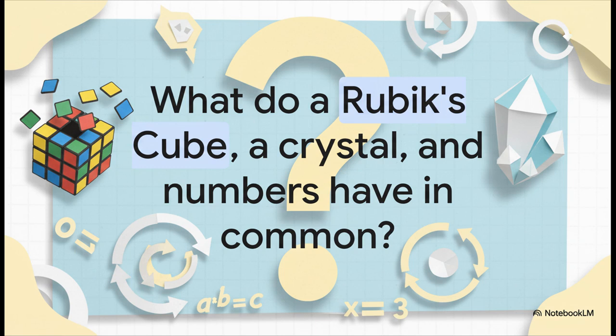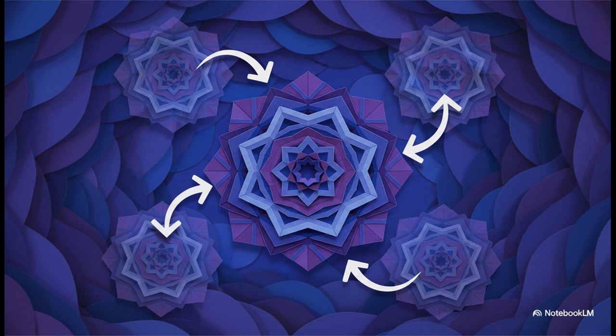So, let's start with a puzzle. Think about a scrambled Rubik's Cube. Then picture the perfect, repeating lattice of a crystal. And then imagine the infinite stretch of integers on a number line. I mean, on the surface, these things couldn't be more different, right? But believe it or not, they all share a really deep fundamental property. Any ideas what it might be? The answer, in one word, is symmetry.